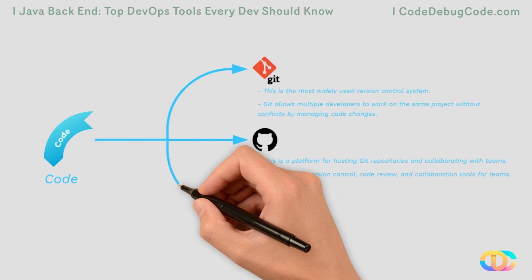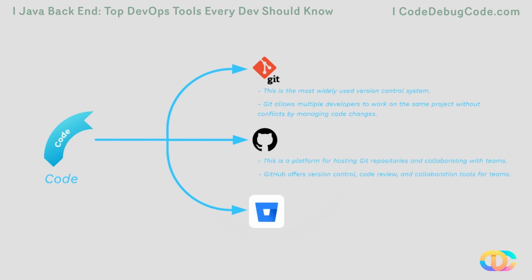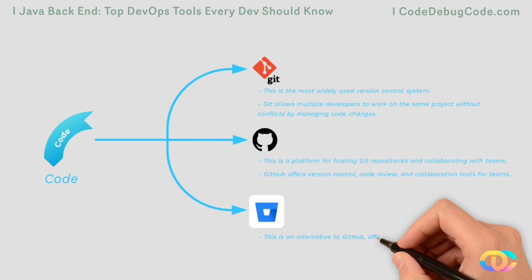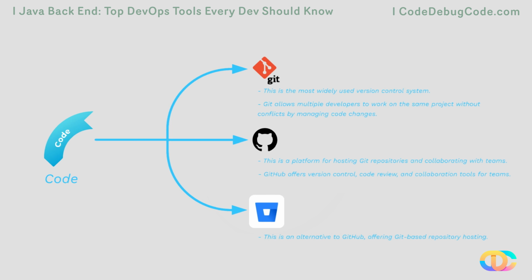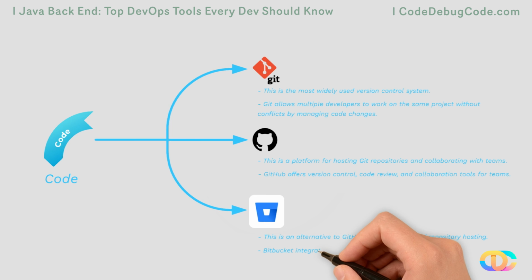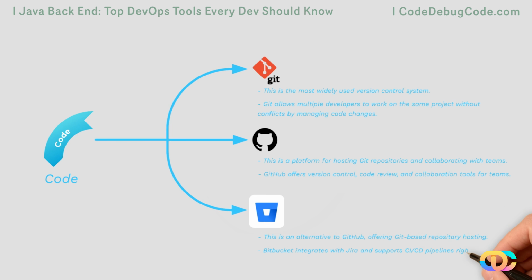Last but not least is Bitbucket. This is an alternative to GitHub, offering Git-based repository hosting. Bitbucket integrates with Jira and supports CI/CD pipelines right in the platform.